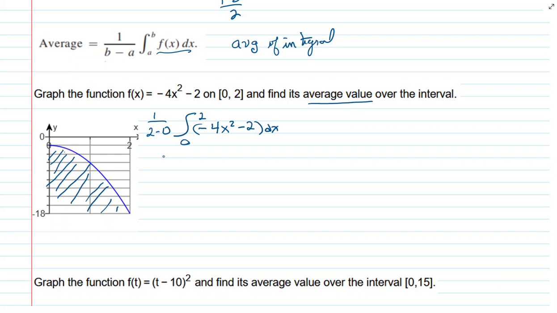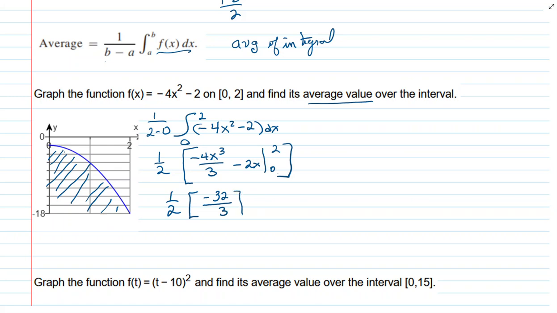So I'm going to have 1/2, and now I'm going to do my integration on this side. 2x from 0 to 2. Now I'm not going to do the 0 because we already know that it would be the 2 first and then minus the 0. So I put in the 2 and I have 8. A negative 8 times 4 is 32 by 3. And that's going to give me a negative 32 over 6.